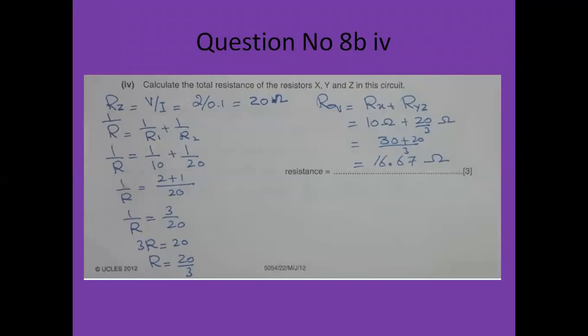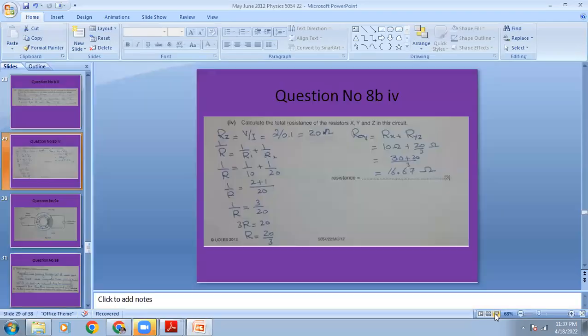Whatever their combined resistance is, I will add that to the resistance of X, and that will give me the total resistance of the whole circuit. So RX plus RYZ will be 10 ohm plus 20 by 3 ohm. So take the LCM 3, and it will be 30 plus 20. So it will be 50 divided by 3, and that will be 16.67 ohm. So the total resistance of the whole circuit will be 16.67 ohm.